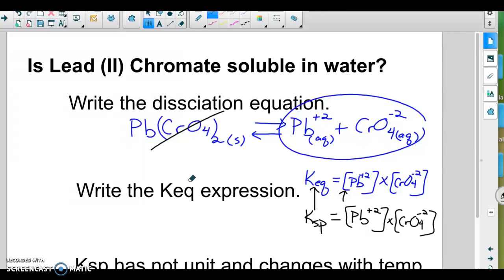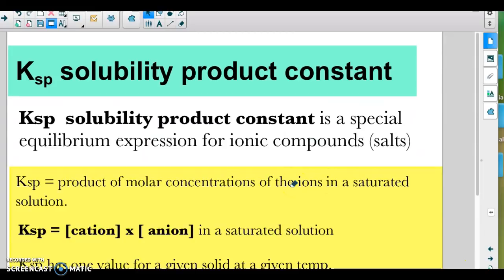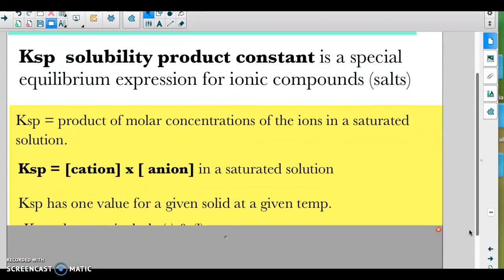So a little more about KSP. KSP is called the solubility product constant, and it's just a special KEQ for ionic compounds. And these are those ionic compounds that on our solubility table are going to come up as insoluble, but we note they are soluble to some extent. So it will be, like I just showed you in the previous slide, the product of the molar concentrations. So these are going to be molarity values. And you're going to dissociate the ionic solids.